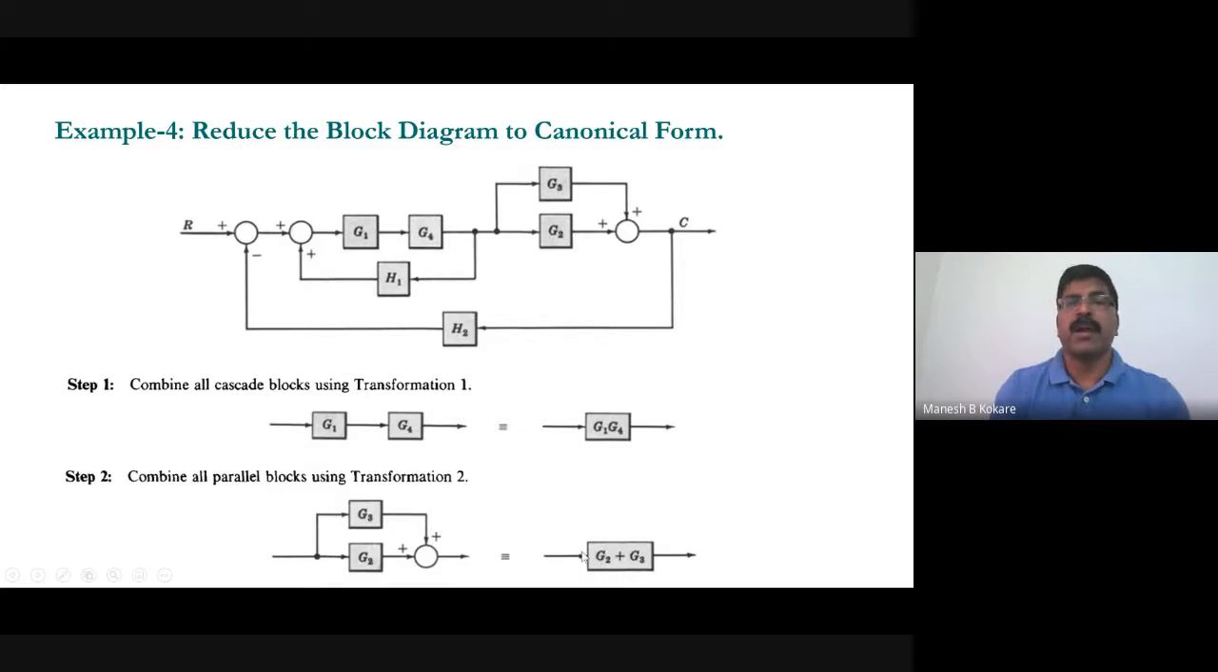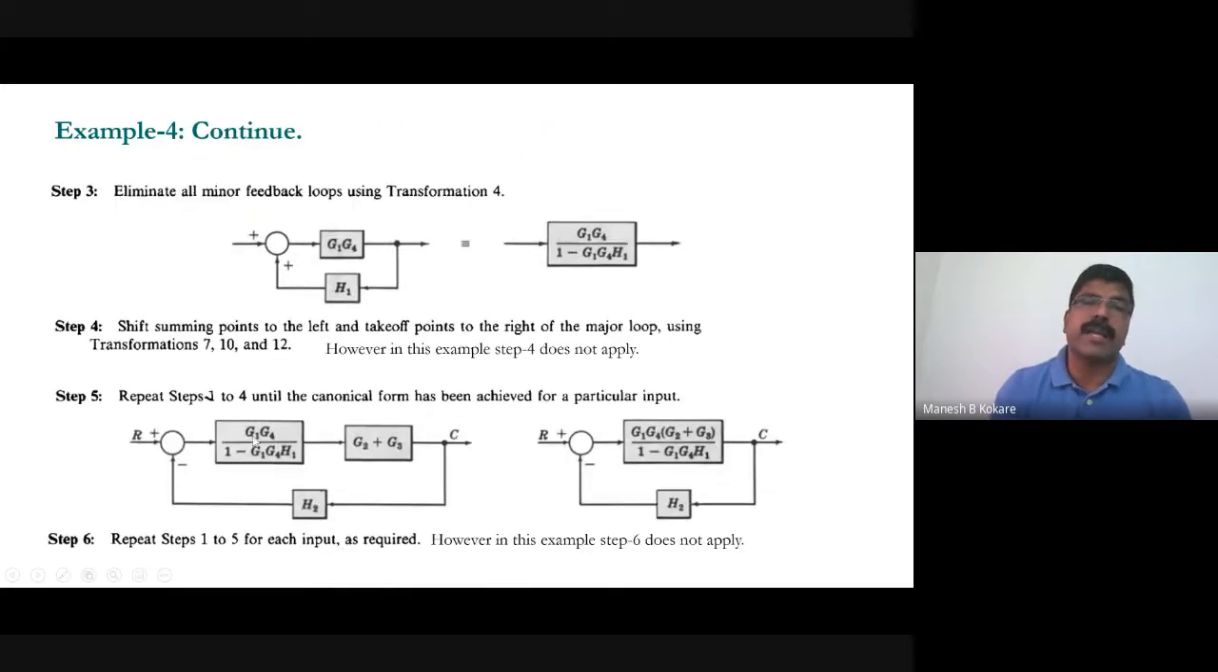Now these 2 blocks are connected in cascade because there is no takeoff point in between, so they are directly connected to each other. The output of this block is directly given as an input. So these 2 blocks are connected in cascade, and when 2 blocks are connected in cascade, that can be reduced into a single block having transfer function equal to the product of the individual transfer functions. So this into this will be the transfer function.